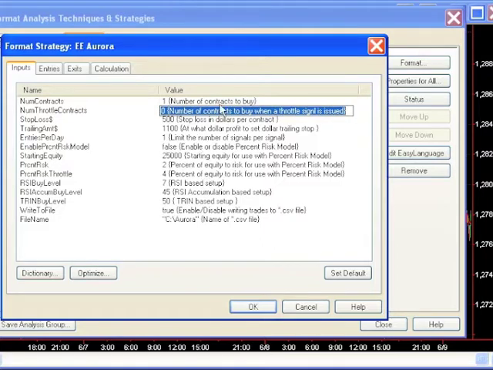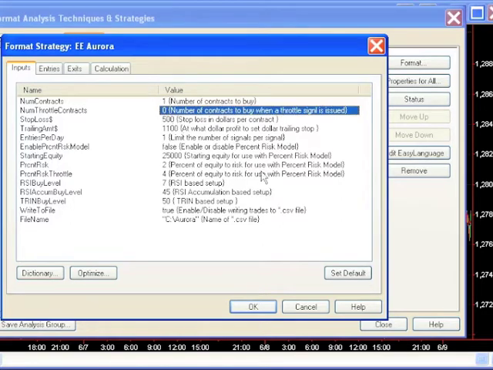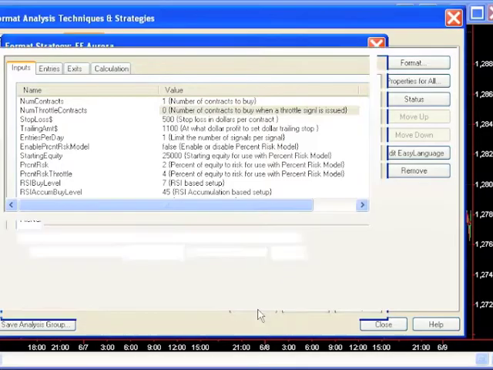Let me demonstrate this. Let's just put 1 contract here and 0 contracts for the throttle. By putting 0 for the throttle, what that means is we're always just going to trade 1. We don't care if we're going to get all 3 signals, 2 signals, or 1 signal. We're just going to trade 1 contract. And let's see what this generates.